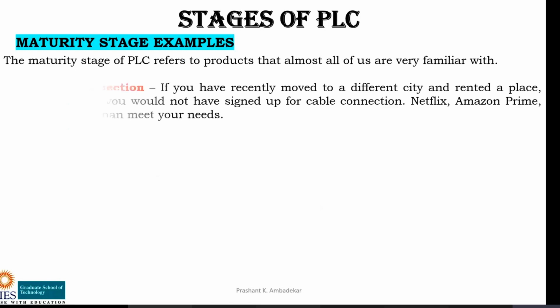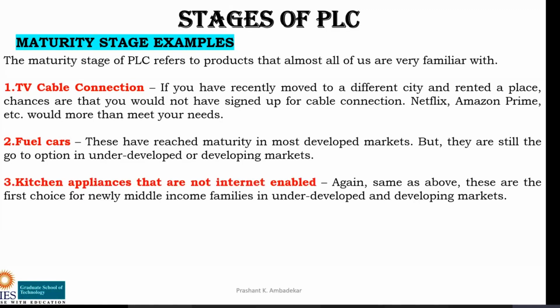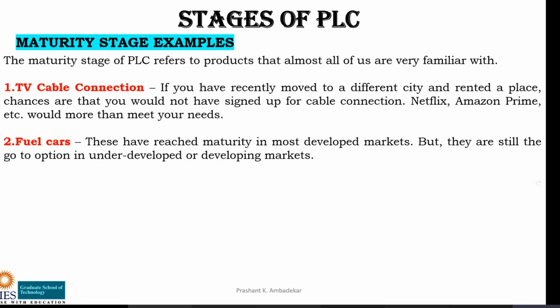Then in the maturity stage, TV cable connection. In a lot of places people are removing TV cable connections, and Amazon and Netflix and other things have come, and because of that, the TV cable connection is removed, and D2H is also there. Then fuel cars. In some countries, they are now thinking of a ban on fuel cars, and after a few days, they will not be there in some countries. Even in India, they have planned 2025 to be free of fuel. Let's see how much it can be met.